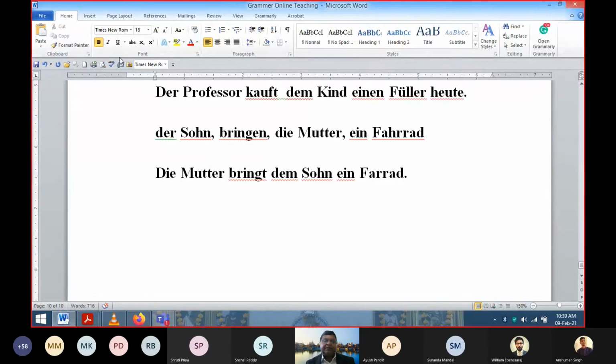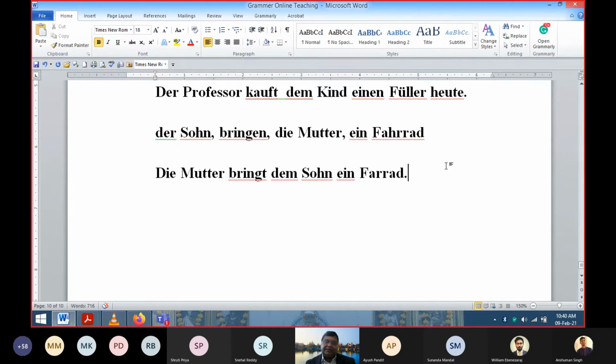Now you are having the sentence, "Mother brings to the son a bicycle." Our mother is bringing a bicycle to the son. A better translation into English: so mother brings a bicycle to son. So this will be the proper translation in English. Okay. So whenever we are making sentences, we always think about how we are going to change the articles depending on what kind of noun we are using.